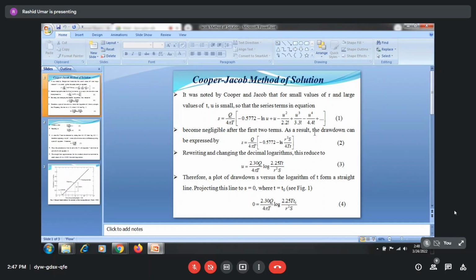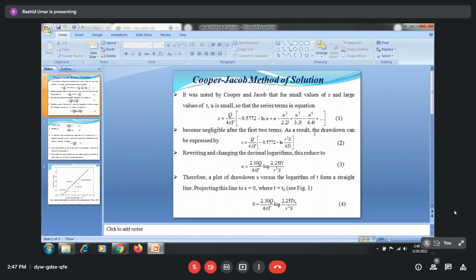Suppose the thickness of the bed is 100 meters, then the first well should be placed at this particular distance. Otherwise, there is no thumb rule. Depending upon the capability of the aquifer, depending upon the drilling data, we site the observation well. So this r is not very large. The radial distance between the pumping well and observation well is not very large.